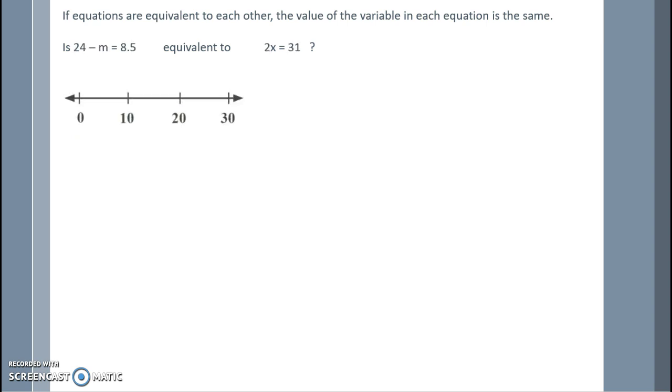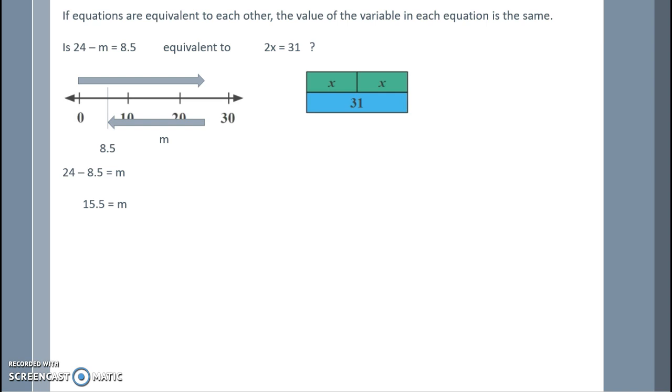Let's see if 24 minus m is 8 5/10 is equivalent to 2x equals 31. Again, I have a number line here. We'll start at 24. I'm subtracting an amount we're not quite sure of to get to 8.5. Well, I know then that 24 minus 8.5 will give us that extra distance. And that would be 15 5/10. Let's look at 2x equals 31 using a tape diagram. 2 pieces of what gives me 31? So if I divide 31 into 2 different pieces, each piece would have to be 15 5/10. These equations are equivalent because the value of the variable is the same.